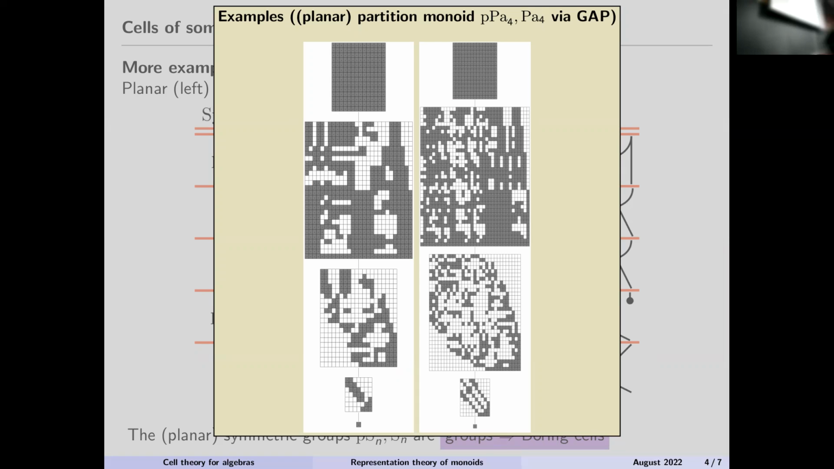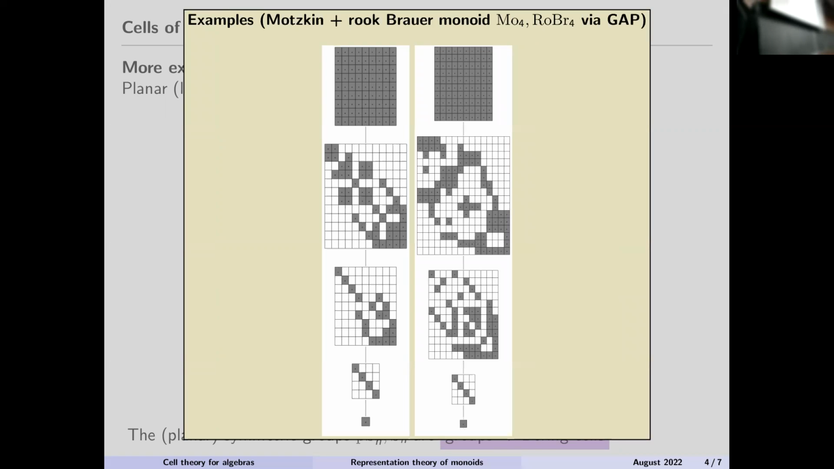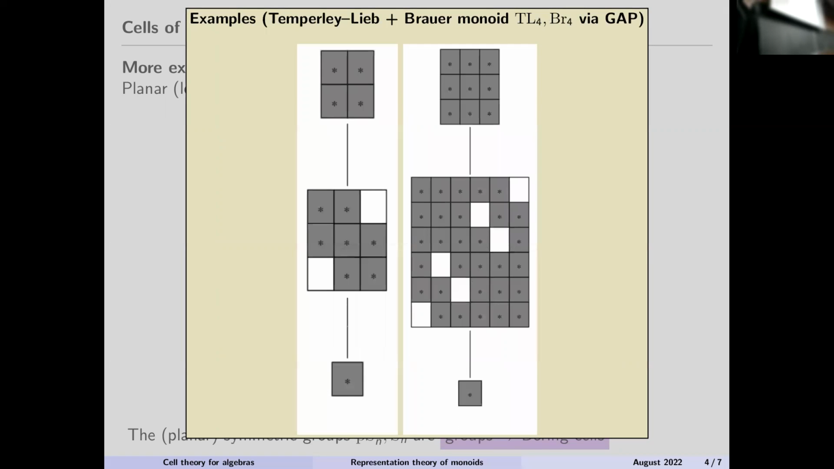Sorry. Yeah. What's the meaning of shaded cells? Okay, let me say that again. The shaded cells are the ones that contain idempotents. The ones I'm really interested in. I don't care so much about the others. Don't ask too much about the patterns of the idempotents. That's very hard. You can already see it gets pretty crazy. This is a partition monoid, the Motzkin monoid, the Brown monoid.